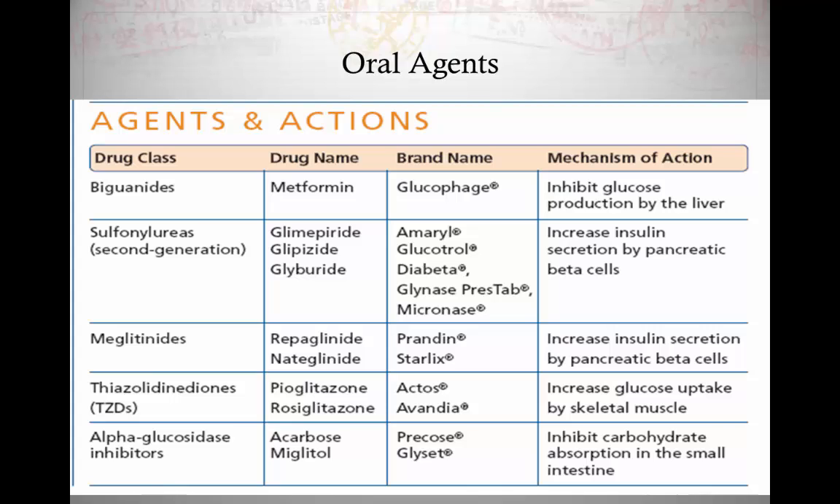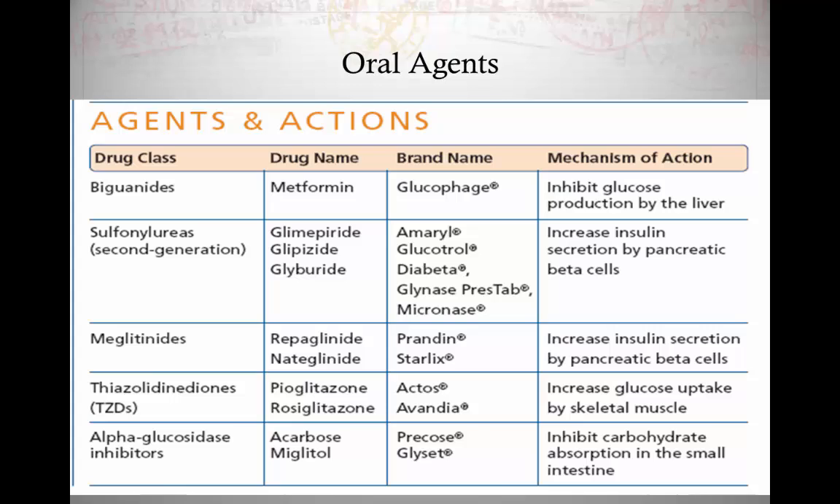The sulfonylureas are also good for both fasting and postprandial glucose levels. The major side effect is hypoglycemia. You should not drink alcohol with any type of oral hypoglycemic, even less with sulfonylureas and biguanides like metformin. One of the side effects of sulfonylureas is weight gain. So for biguanides, weight loss, and for sulfonylureas, weight gain. So you should not be giving sulfonylureas to patients that are obese.